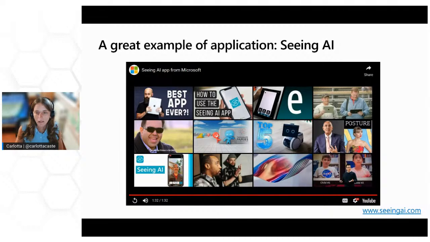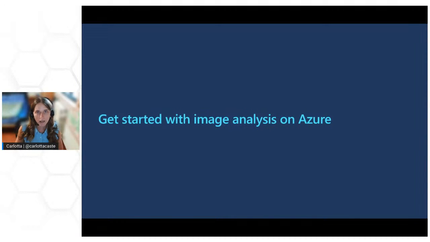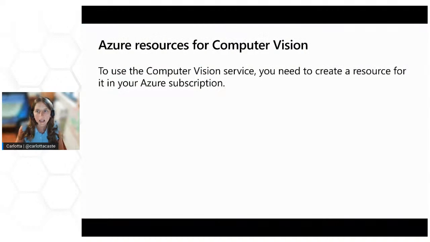So now I think we are ready to get started with image analysis on Azure and go into the details of how to perform it and which tasks we can perform with this service. First things first, let's deal with how we can consume this service. You need to create a resource for it in your Azure subscription. If you don't have an Azure subscription so far, and if you are a student, you can use an Azure grant dedicated to students. You can get this Azure grant for your project and experiment with computer vision.